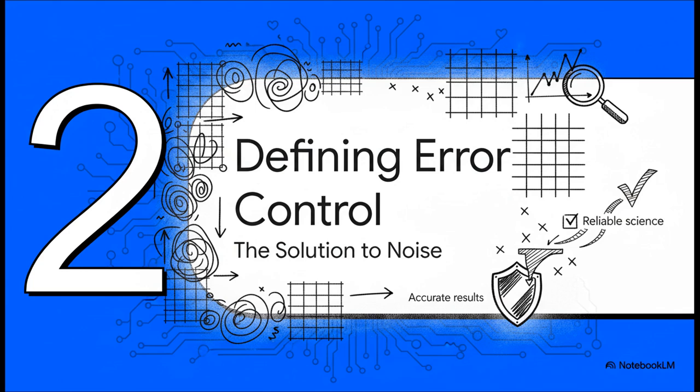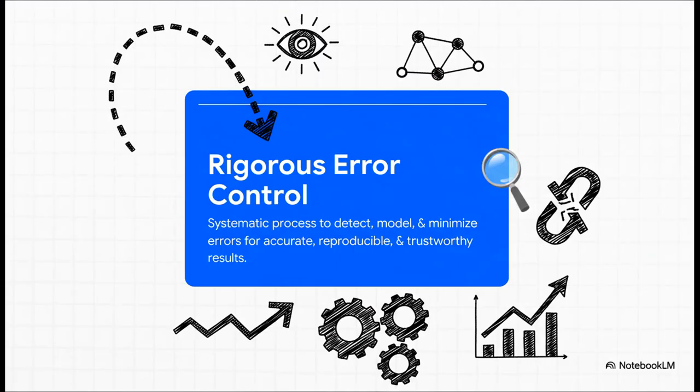So if data is this messy, how in the world do we build reliable science on top of it? Well, that brings us right to the heart of what we're talking about today: defining rigorous error control. This is our solution to all that noise. At its core, rigorous error control is a systematic process. And that word systematic is key. It's not some magic button you can just press at the end. It's a really disciplined way of thinking, where you're actively hunting down, modeling, and then cutting down on errors. And the goal? It's simple, but it's so important: making sure our results are accurate, reproducible, and trustworthy.